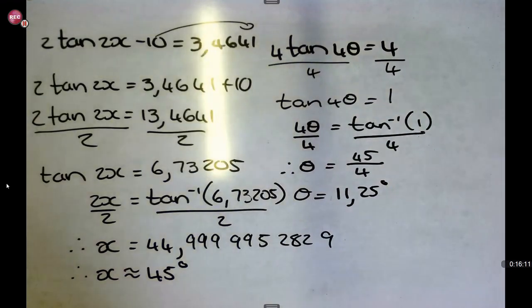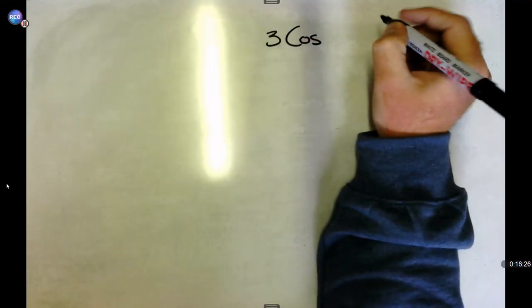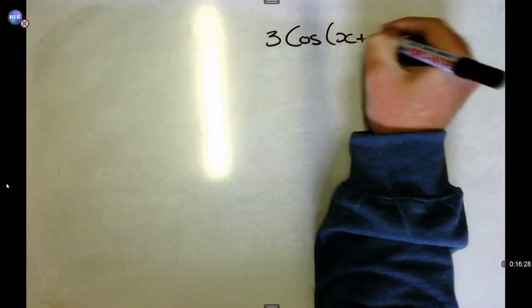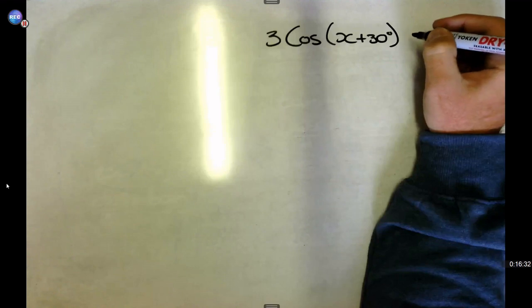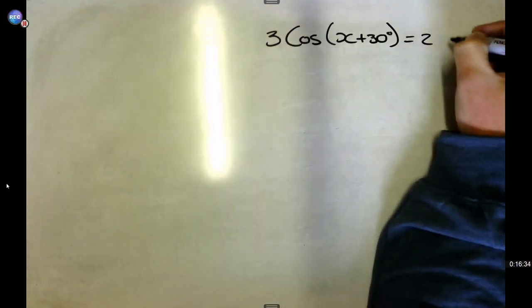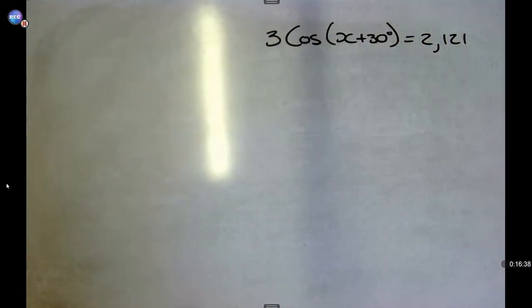Let's do one more and then we call it quits for today. So let's do this one. I'm going to work this side. So 3 cos. We're going to put x plus 30 in brackets equals 2,121. There we go. Okay.